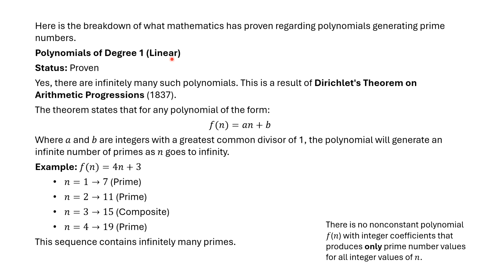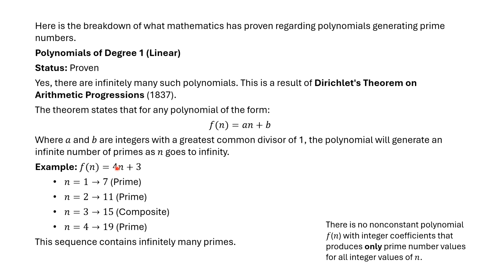The first case is where we look at linear polynomials with integer coefficients, and there's a result proven way back in 1837. It's called Dirichlet's theorem on arithmetic progressions, and it states that for any polynomial of the form f of n equals a n plus b, where a and b are relatively prime, so their greatest common divisor is 1, the polynomial will generate an infinite number of primes as n goes to infinity. So not every prime, but an infinite number.